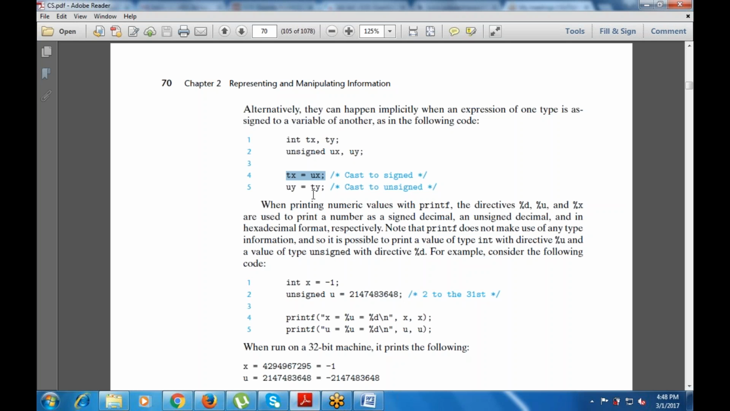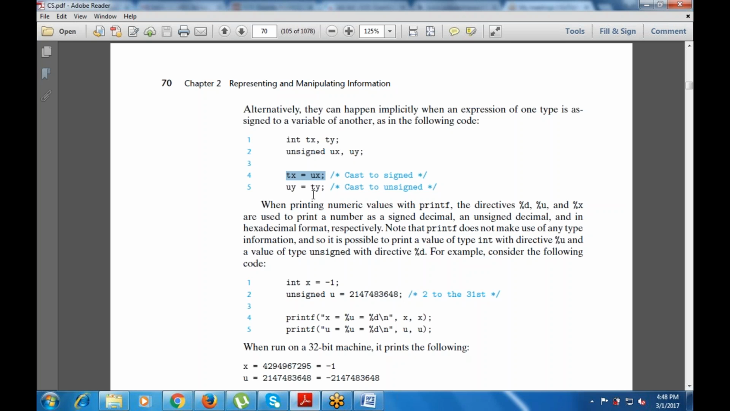And when printing numeric values with printf, the directives %d, %u, %x are used to print a number as a signed decimal, unsigned decimal, or in hexadecimal format respectively. The printf does not make any use of any data type information, and it is also possible to print a value of type int with directive %u and a value of type unsigned with the directive %d. So it is used with the u as well as with the d.